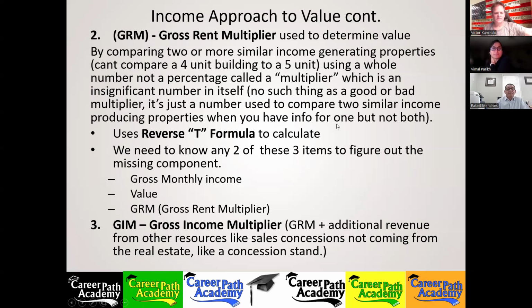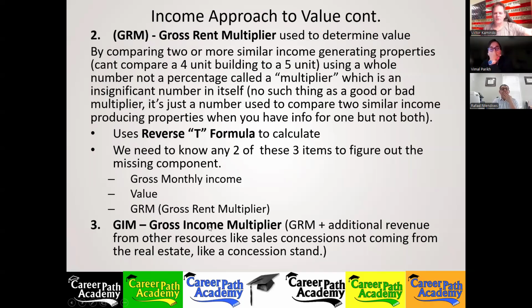It's just a number that's applied to a property, and then you could use it to compare it to another in an area. So you're going to use the reverse T formula where the large number goes up top instead of on the bottom. That large number is the value of the property. And then you have the gross monthly income on the bottom. That's a small number. Whereas the small number for calculating cap rates would be the annual net income. Okay, we're using the gross monthly income.